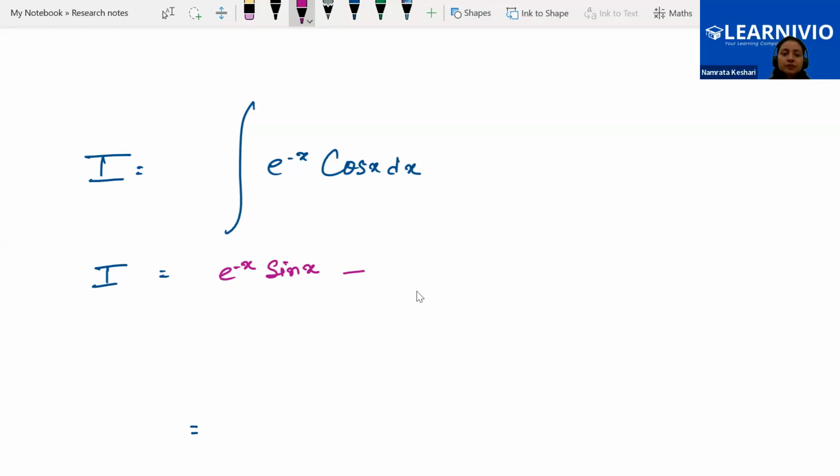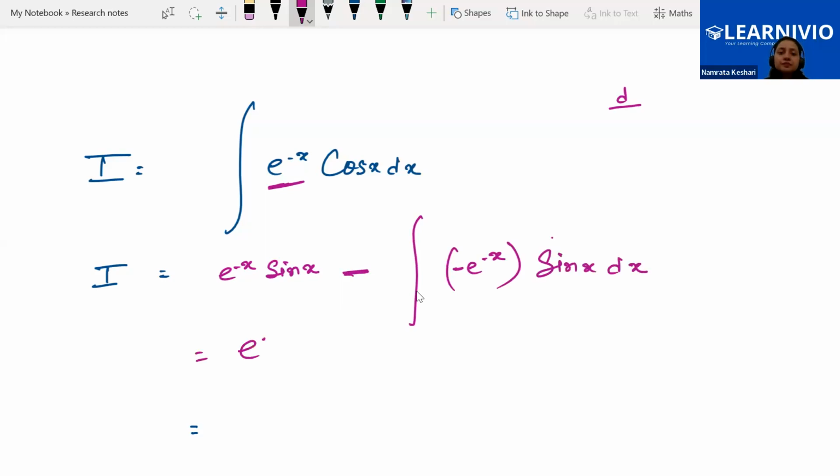Derivative, it's plus sin x. Exactly. Minus derivative of the first function. So d/dx of e to the power minus x will be minus e to the power minus x. Then integration of cos x will be sin x. Okay, directly I am writing the steps. Any confusion so far? No, ma'am. Plus e to the power minus x sin x dx.